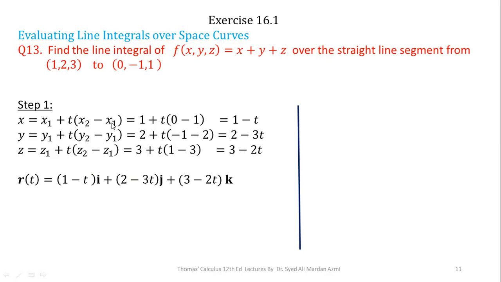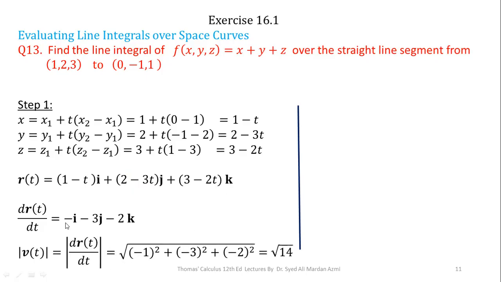In the next step, we will develop r of t with the values of x, y, and z. The value of x is 1 minus t, so I have 1 minus t i. The value of y is 2 minus 3t, so I have plus 2 minus 3t j, and the value of z is 3 minus 2t, so I have 3 minus 2t k. From the values of x, y, and z, we have developed r of t. In the next step, taking its derivative, and then from the derivative, we can calculate v of t mod by taking its mod.